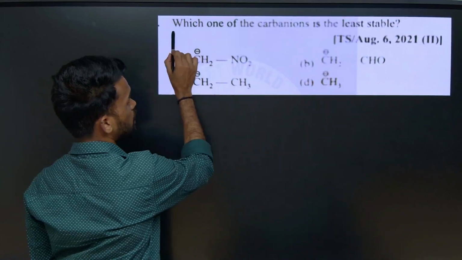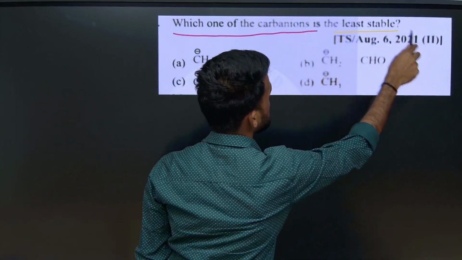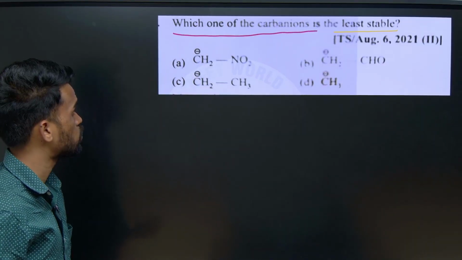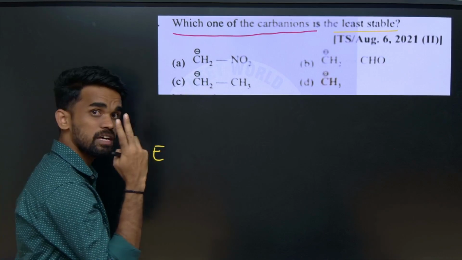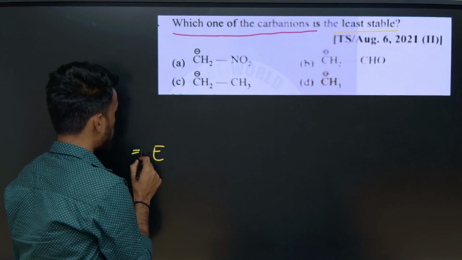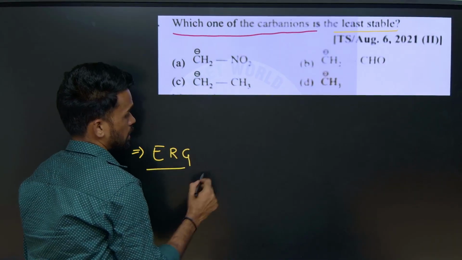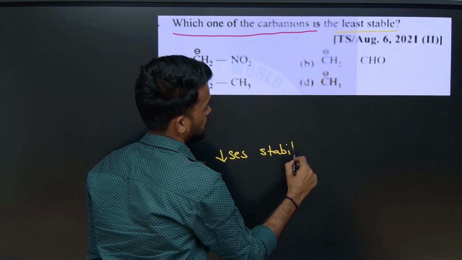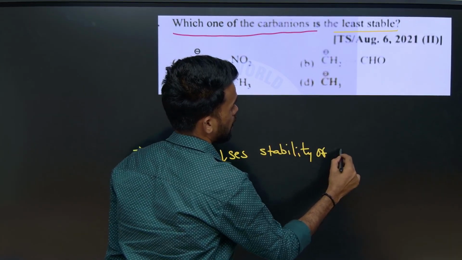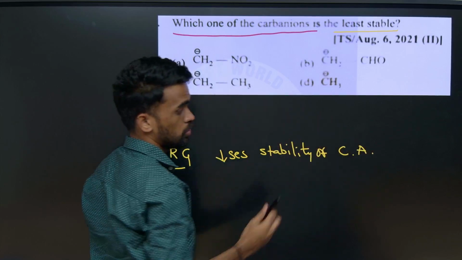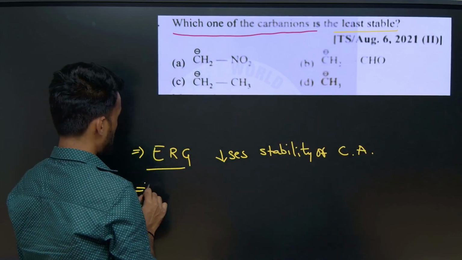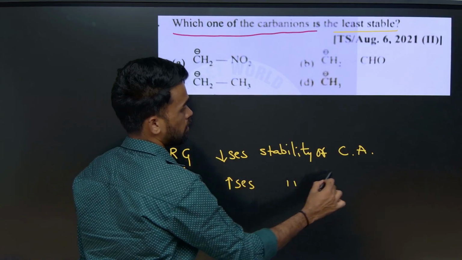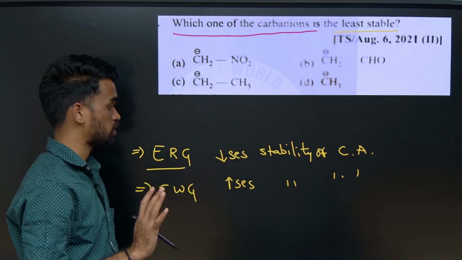Next, which of the following carbon anion is least stable? So least stable, how do we solve this kind of questions? If I give 2 points itself, electron releasing groups decrease stability of carbon anions. I told you this, okay? And electron withdrawing groups increase stability of carbon anion. This point also I told you.